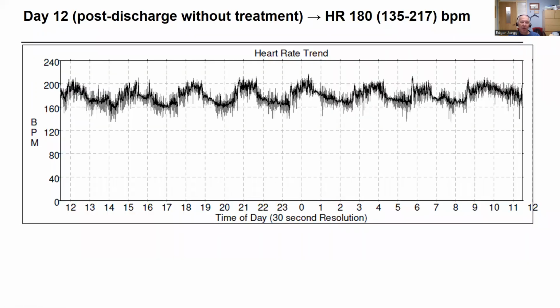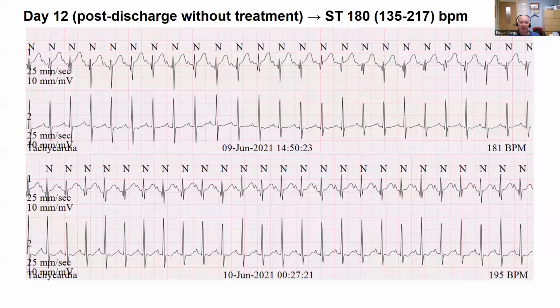I bring the patient back for a Holter at 12 days. And this is the tracing that you see here with an average rate of 180 beats per minute. Clearly, this patient has, again, tachyarrhythmia.